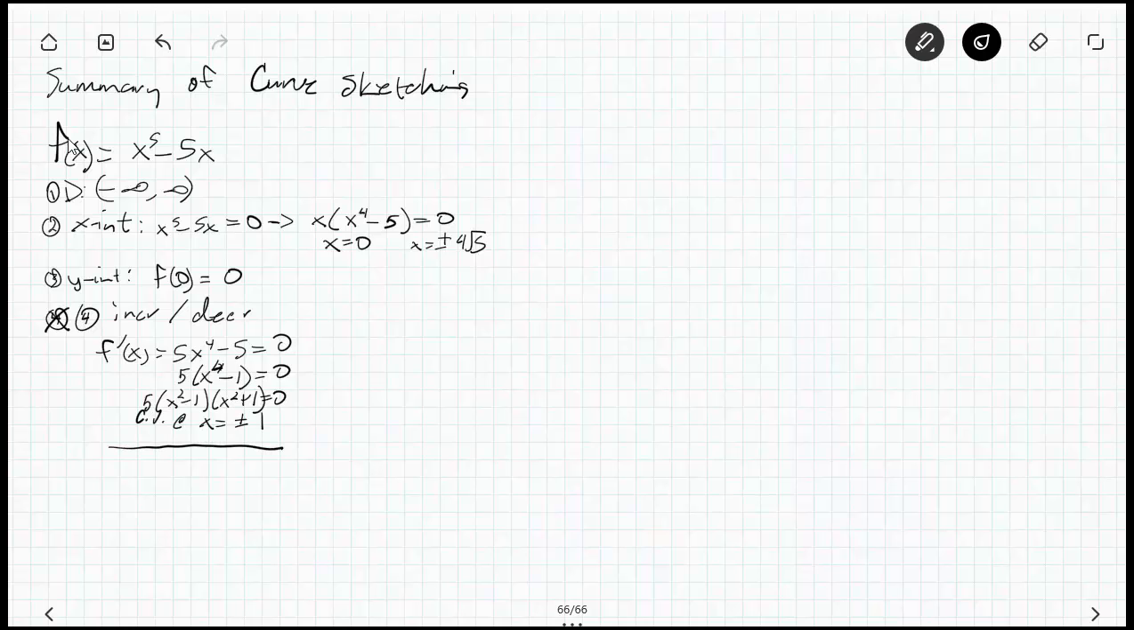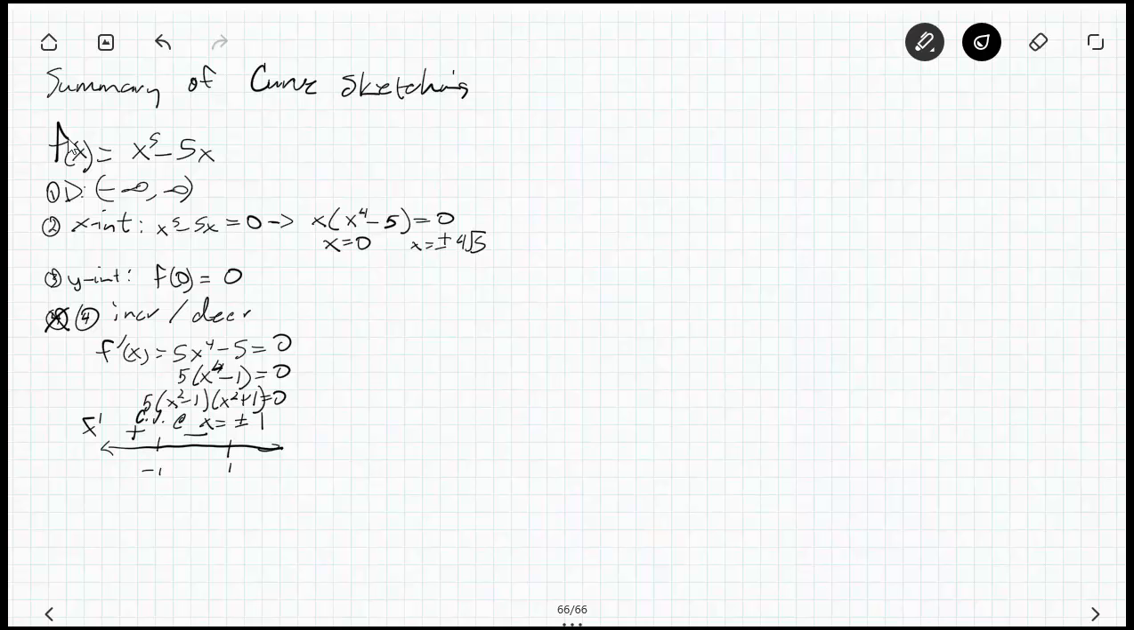Then I'm off to the races with the Ripley doodle diagram. I've got f prime, and this is going to be negative 1, and this is going to be positive 1. We'll plug in negative 2. If I plug in negative 2, everything's positive. If I plug in 0, I get a negative.